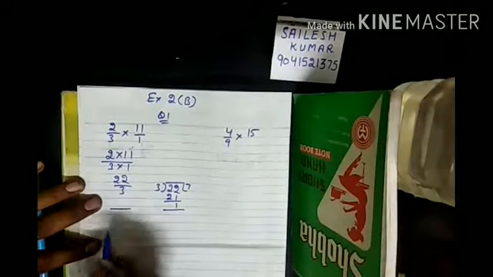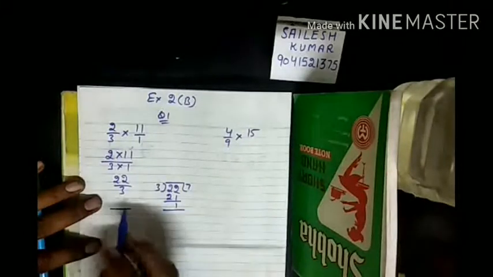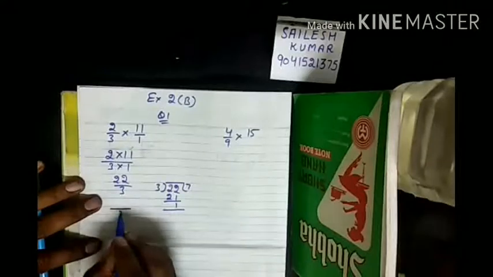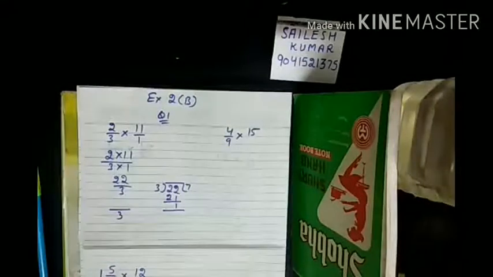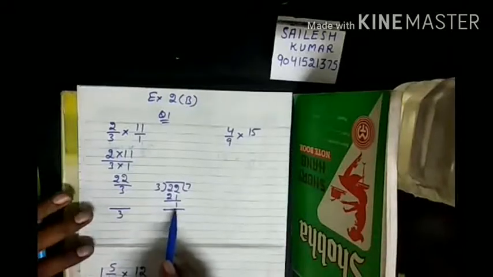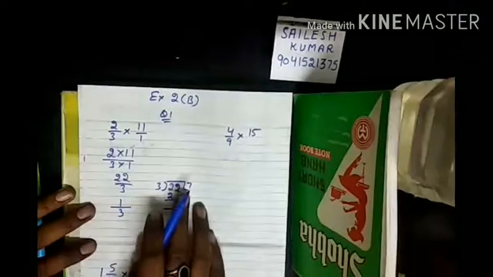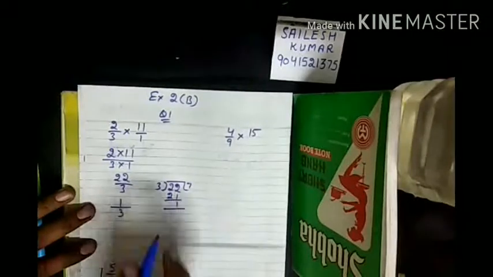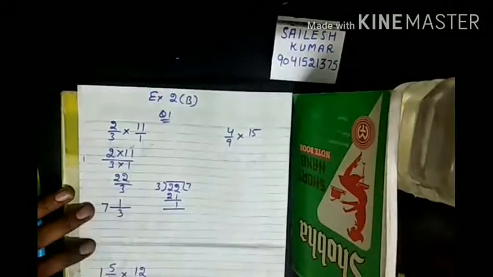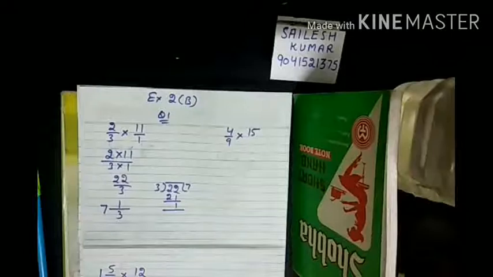Now how will we write this? The denominator stays in the place of denominator, the remainder in the place of numerator, and the quotient as a complete number. Therefore, this is the answer.